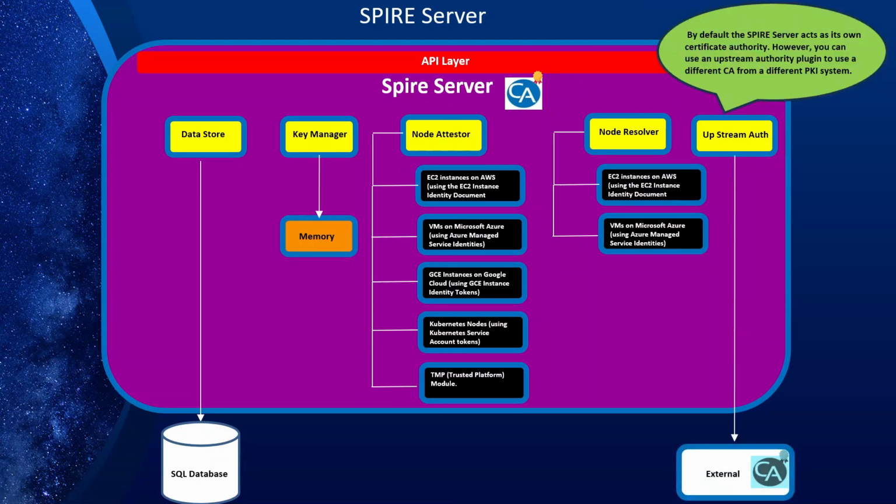So by default, the SPIRE server itself is a CA, that is, it issues self-signed certificates. However, if you have a CA certificate issuer installed in the environment, then we can specify not to use its own CA, and point to wherever the external certificate server is, and SPIRE will use that to issue certificates for the workload.